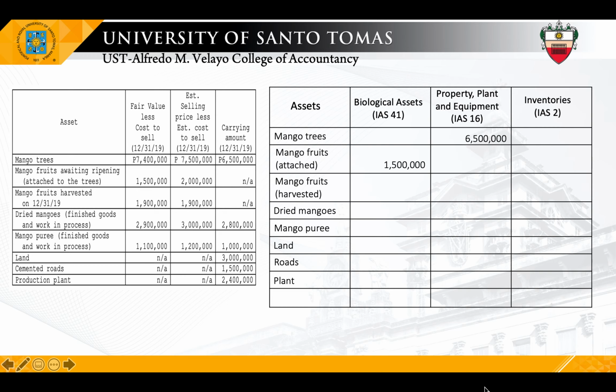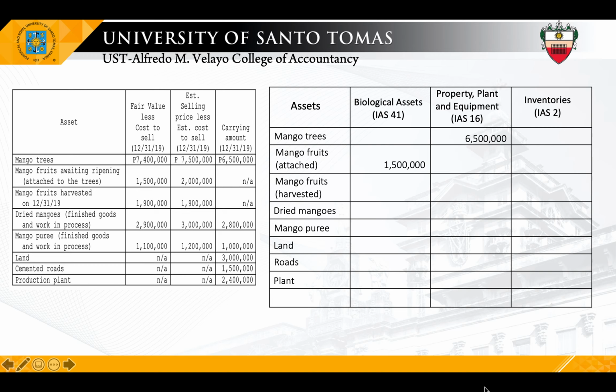Mango fruits harvested. As mentioned a while ago, for purposes of FS presentation, harvested mango fruits are already considered as inventories. Now, for measurement purposes, the fair value less cost to sell at the point of harvest is the deemed cost. So, yun yung daladalang cost ng harvested mangoes bago siya maging inventory. And once maging inventory siya, our measurement will change. From IAS 41, we will now apply IAS 2. And for IAS 2, the measurement is the lower of cost or NRV.